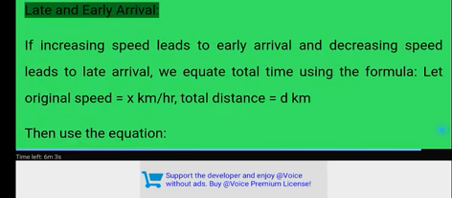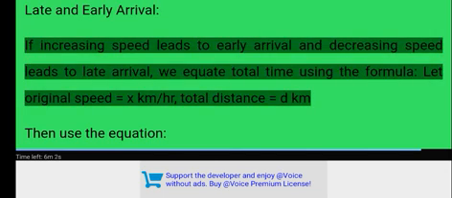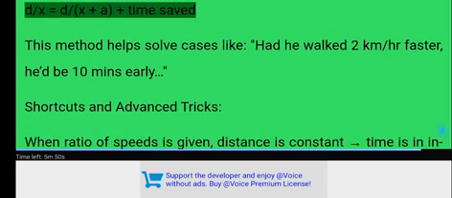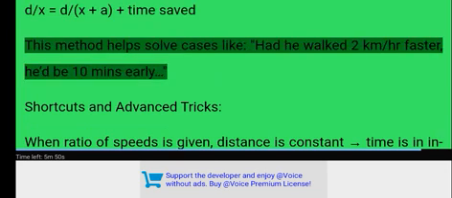Late and early arrival. If increasing speed leads to early arrival and decreasing speed leads to late arrival, we equate total time using the formula. Let the original speed equal x kilometers per hour and the total distance equal d km. Then use the equation d/x equals d/(x plus a) plus time saved. This method helps solve cases like, had he walked 2 km per hour faster, he'd be 10 minutes early.